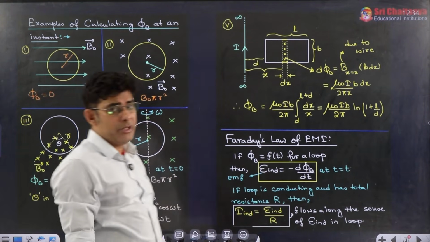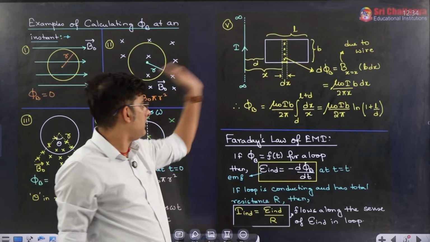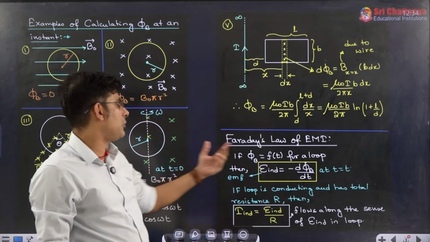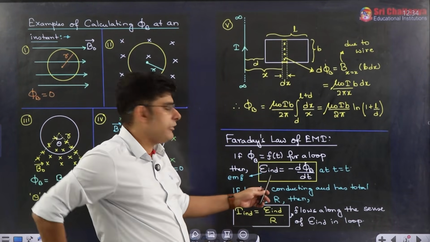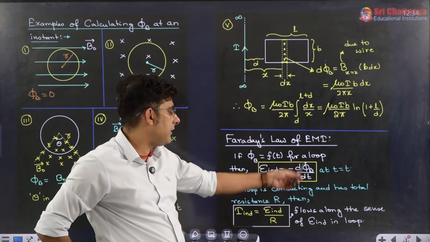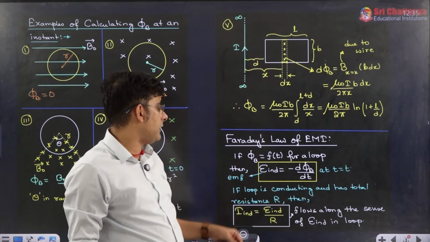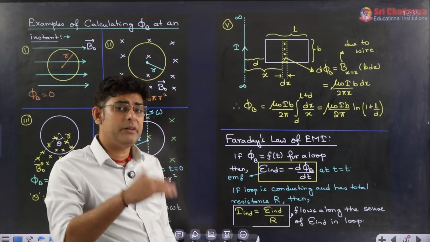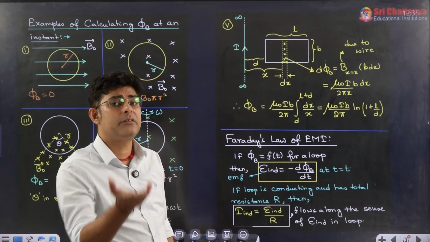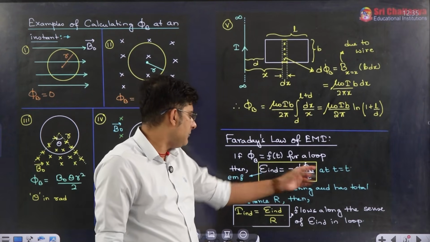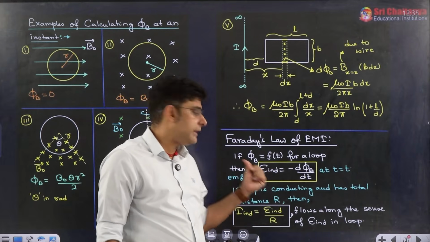Now, Faraday's law of EMI. If the flux in all these cases which I have described is changing with time, then the EMF induced is simply given as the negative rate of change of flux. Negative rate of change of flux means if flux is increasing, it will try to decrease the flux. If flux is decreasing, it will try to increase the flux. So at time t equals t, this is the instantaneous EMF.